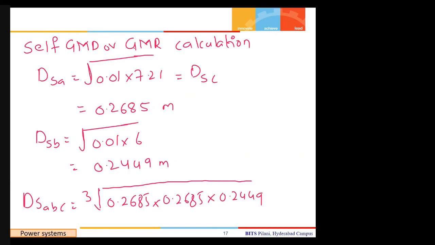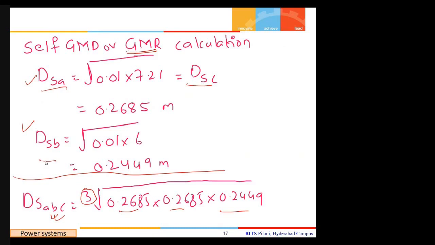Now you have to obtain the GMR, geometric mean radius, for the individual phases A, B, and C, and then you have to obtain the GMR of the line. So again, you have the 3 here because you have 3 phase conductors, and all the individual GMR calculations that we have obtained, you have to substitute and obtain the GMR of the line.